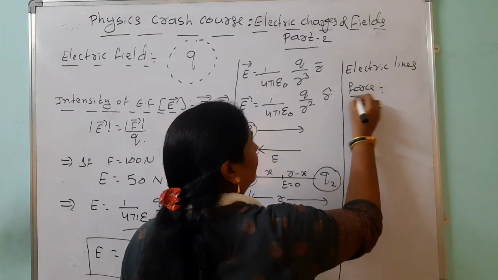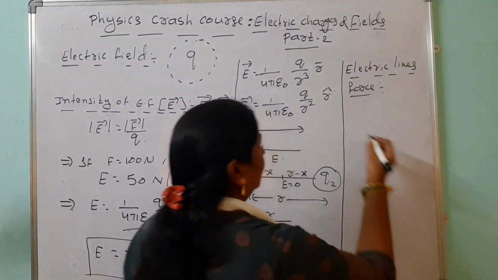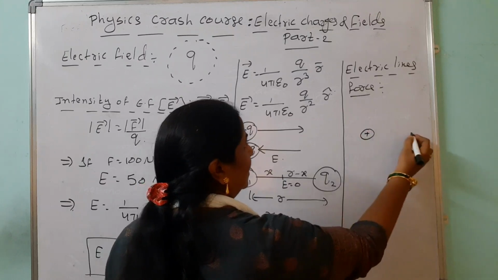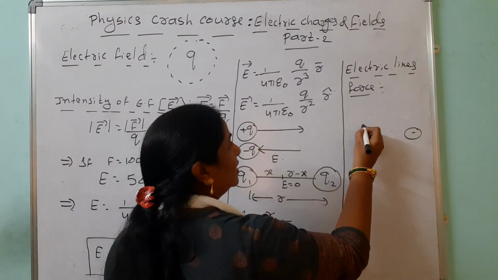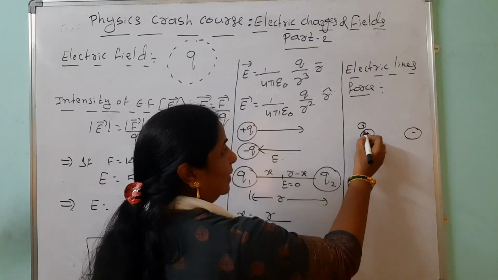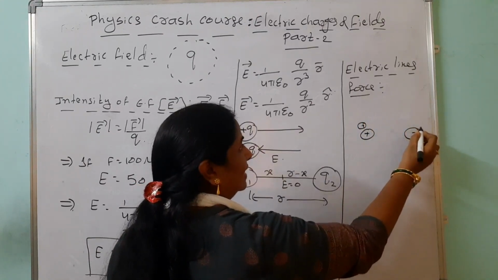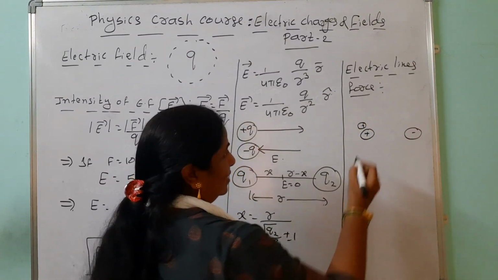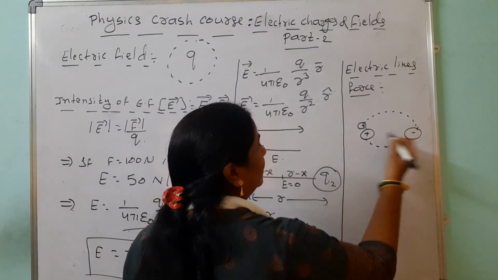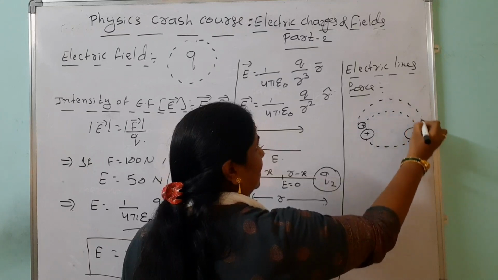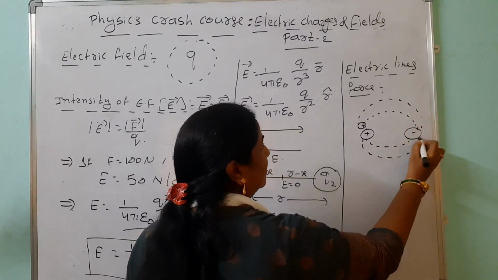It is an imaginary line. See, we are taking one positive charge and one negative charge. Now we are placing one unit positive test charge here. It is repelled by the positive charge and attracted by the negative charge. So it is an imaginary path of an isolated unit positive test charge. These are the electric lines of force.